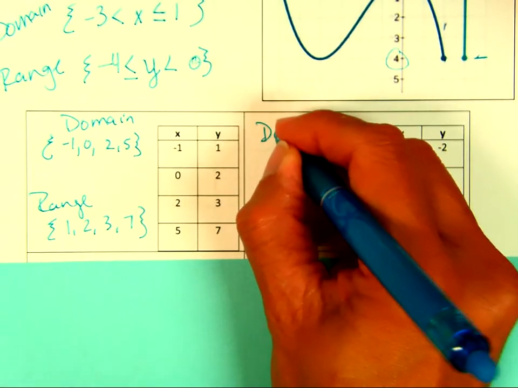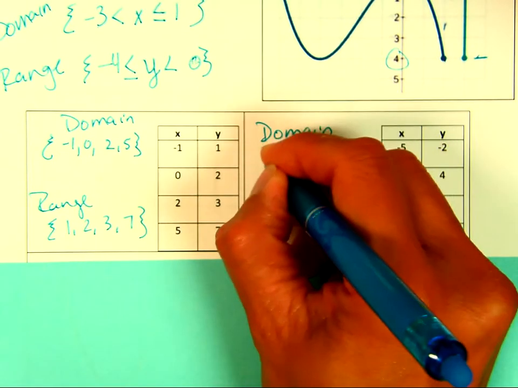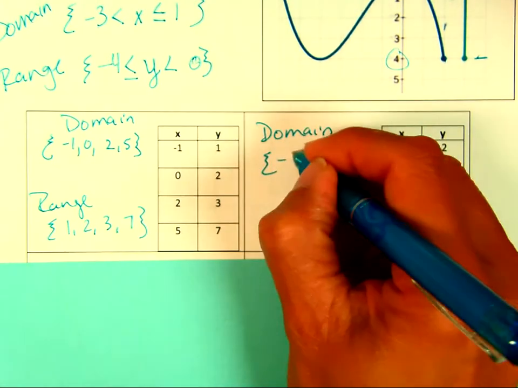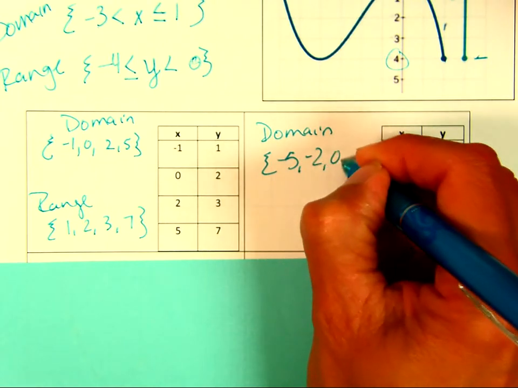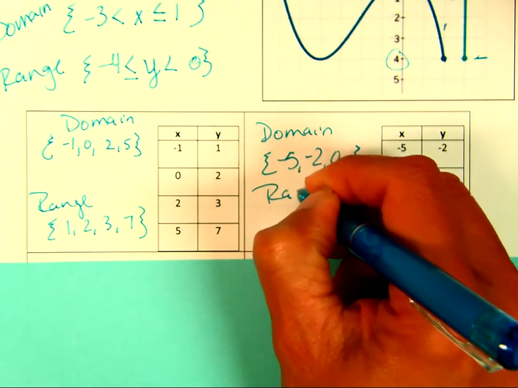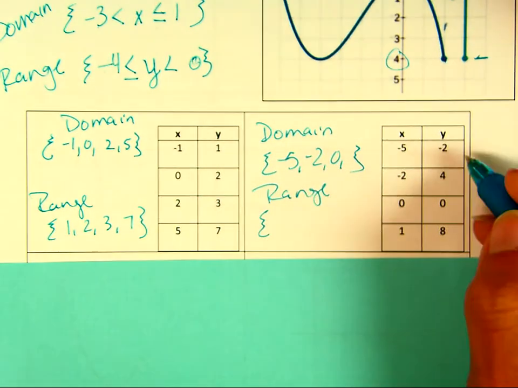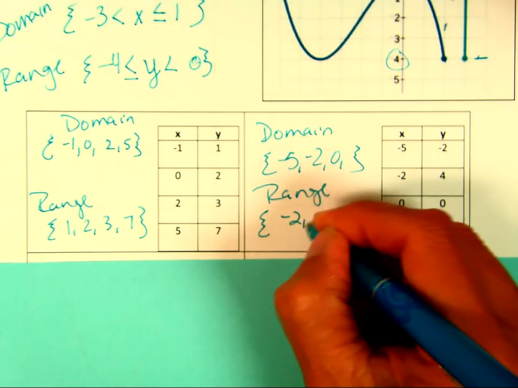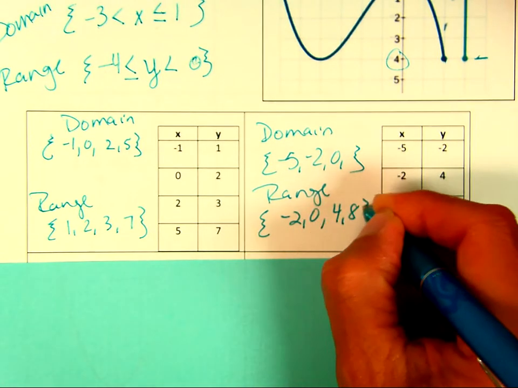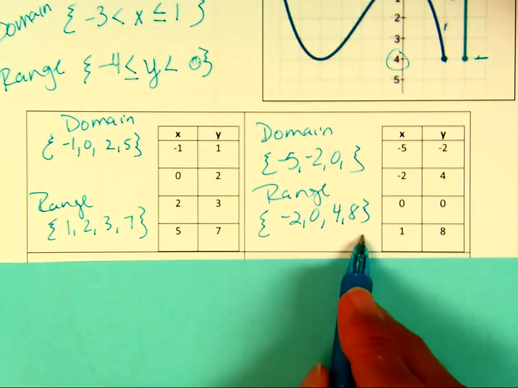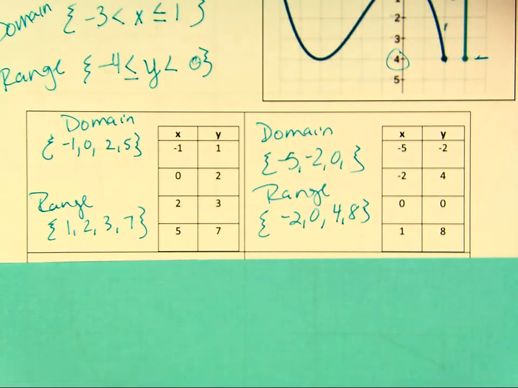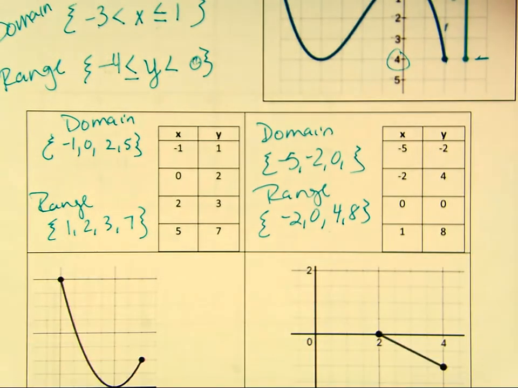So my domain again is -5, -2, 0, 1, because I'm just looking for the x values. And my range looks like it's -2, 0, 4, and 8, because 4 comes between 0 and 8, so that's why I switched that order. Okay, domain and range, possible x values, possible y values.